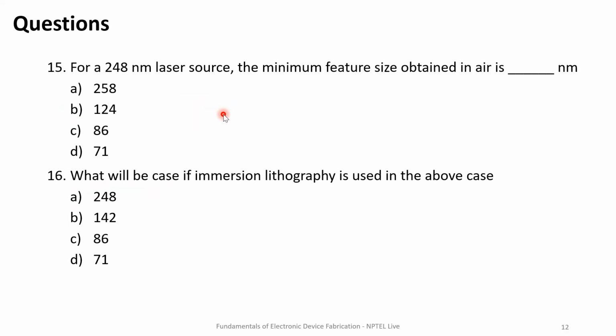Yeah. So next we'll move on to the final questions. This is more of a problem-solving question. For a 248 nanometer laser source, the minimum feature size obtained in air is dash nanometer. In the last slide, the summary, we had seen a particular equation for sigma. Can anybody recollect that equation? Equation for sigma?